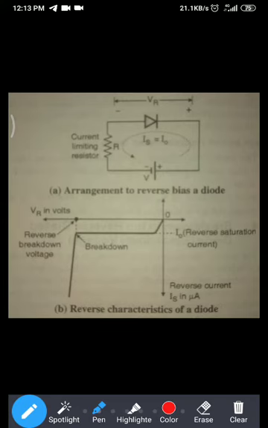So as you can see, this graph is in third quadrant where voltage and current both are negative, because see, as compared to forward biasing, in reverse biasing the voltage terminals are reversed.